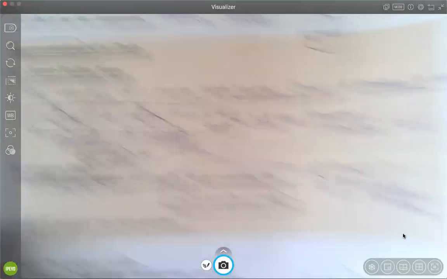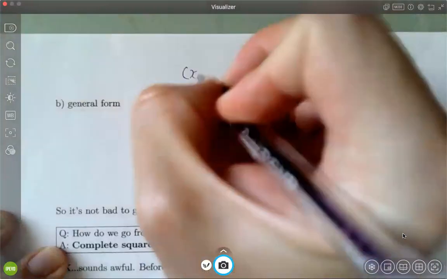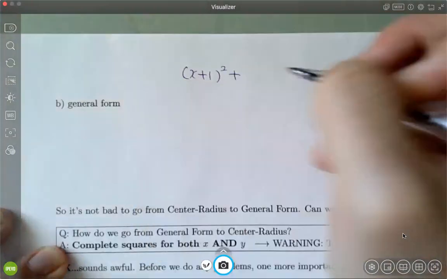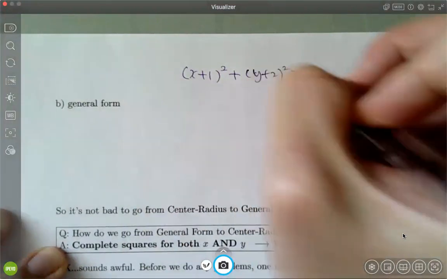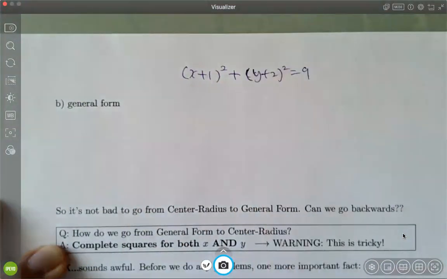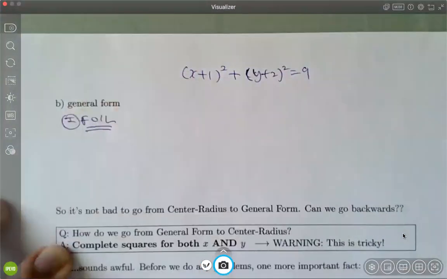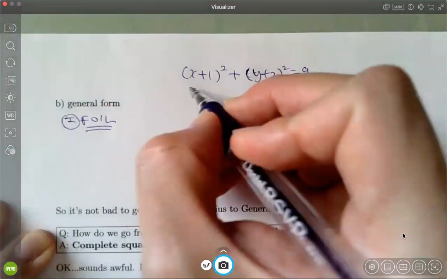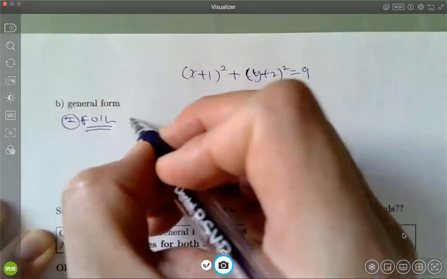So let's copy the center radius form. It was x plus 1 squared plus y plus 2 squared is equal to 9. So now what do we have to do? FOIL, right? So now FOIL x plus 1 squared. What do you get?